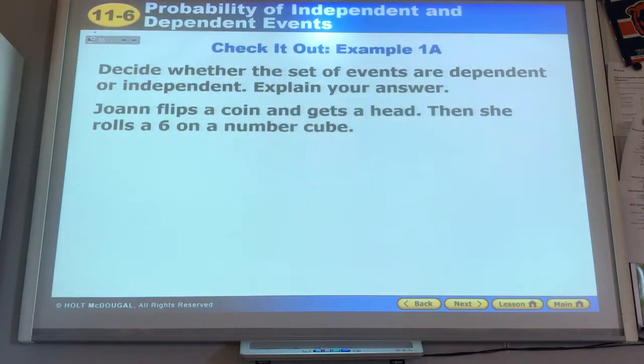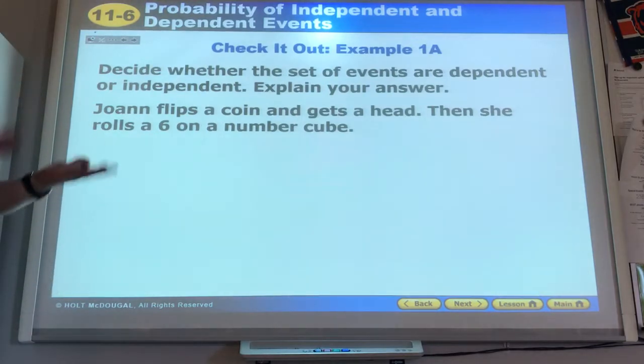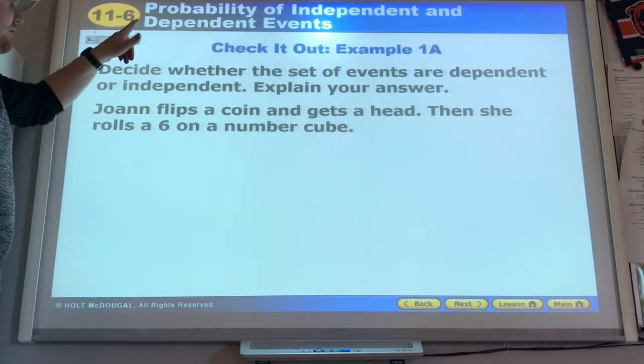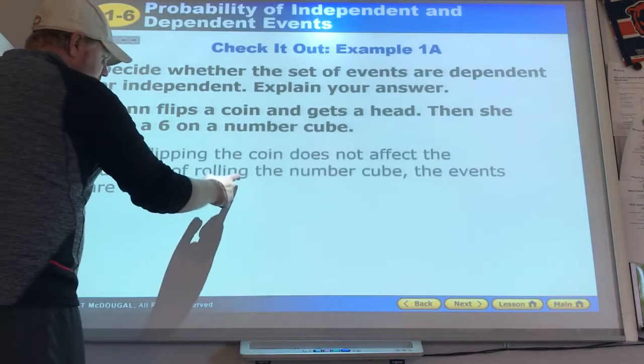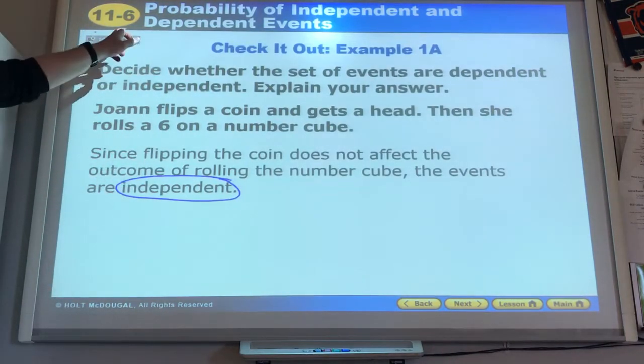Okay? Joanne flips a coin and gets a heads. Then she rolls a 6 on a numbered cube. Does flipping the coin and rolling that dice, do they depend on one another? No! So they are independent events. Okay?